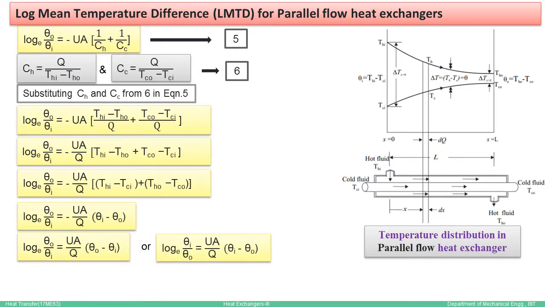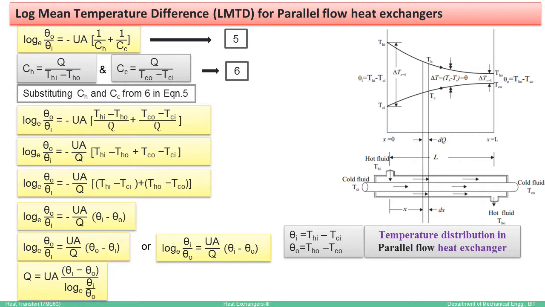Or you can also write this expression as log of theta I by theta naught to the base e is equal to UA by Q into theta I minus theta naught, where theta I is THI minus TCI and theta naught is TH naught minus TC naught. And by rearranging the equation, we can get Q is equal to UA into theta I minus theta naught divided by log of theta I by theta naught to the base e.